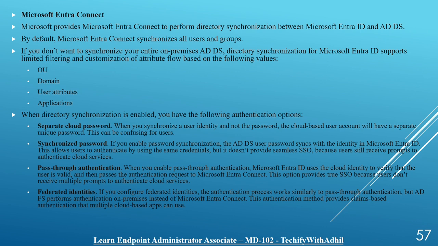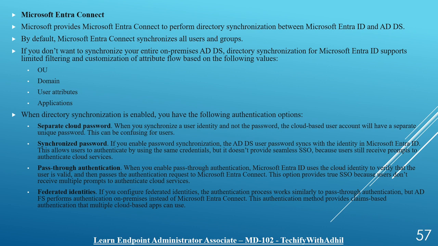So you can have a separate cloud password. So the cloud password will be different. Then synchronized password, if you have enabled the password synchronization. Then pass-through authentication. So when you enable pass-through authentication, the Microsoft Entra ID uses the cloud identity to verify that the user is valid, and then passes that authentication request to Entra Connect.